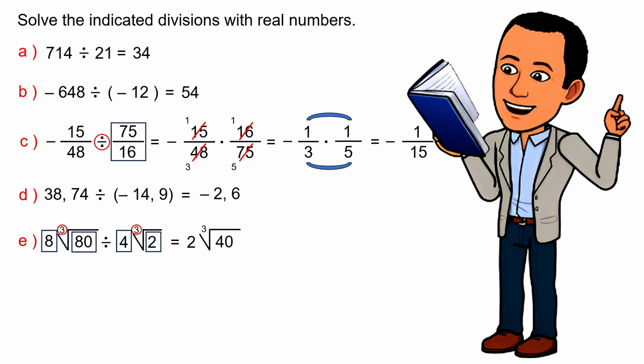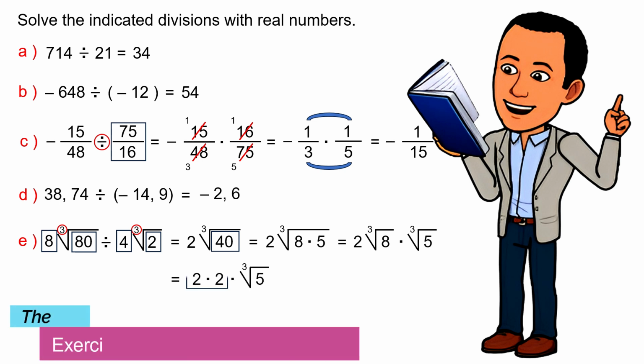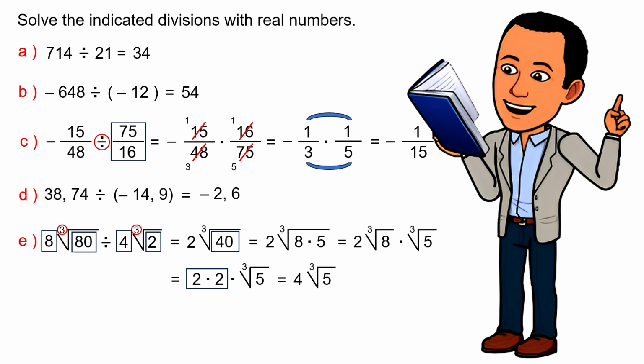Now, cube root of 40 can be simplified, and for this, we can conveniently decompose the 40 in the product of 8 multiplied by 5. Then, applying the property of radicals that states that the nth root of the product of two elements is equal to the product of the nth roots of both elements, then calculating the cube root of 8 we obtain 2, and solving the multiplication of 2 by 2, the final result is 4 cube root of 5.